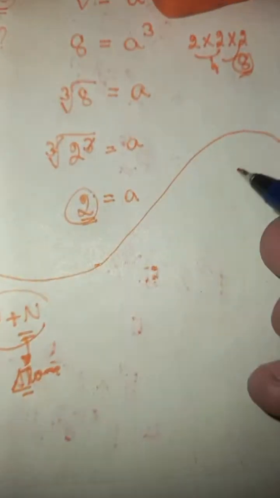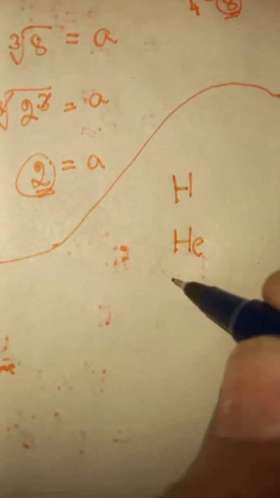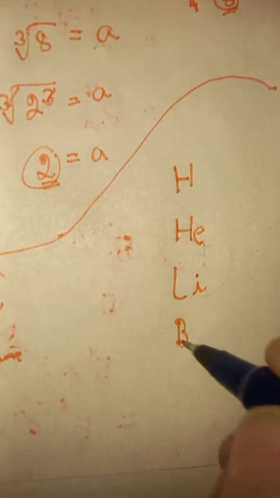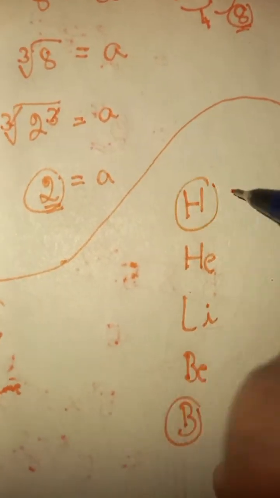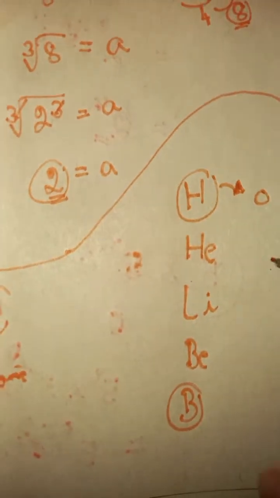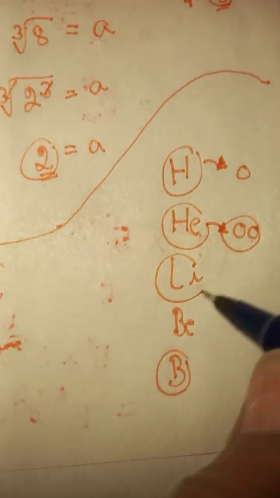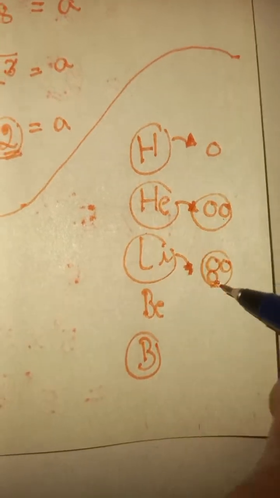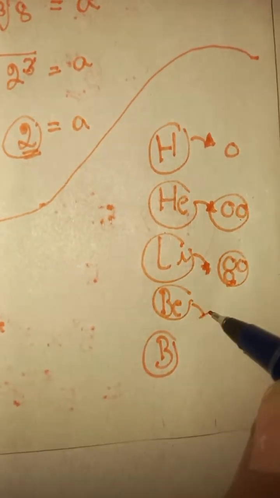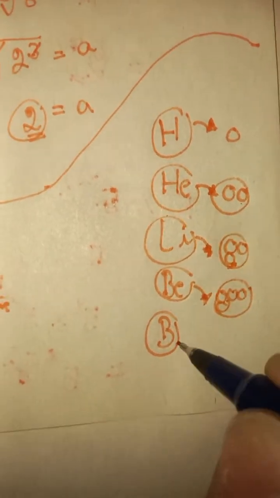Here we have hydrogen, helium, lithium, beryllium, boron. They are the first five atomic numbers. If the nucleus has one proton, it becomes hydrogen. If it has two protons, it becomes helium. If it has three protons, it becomes lithium, four protons becomes beryllium, and boron has five protons.